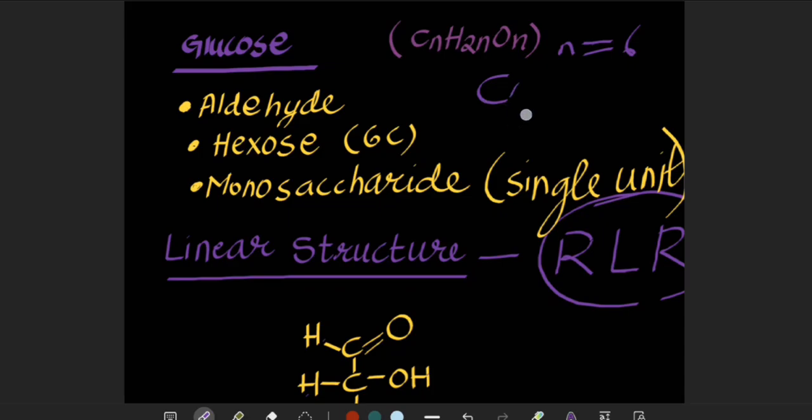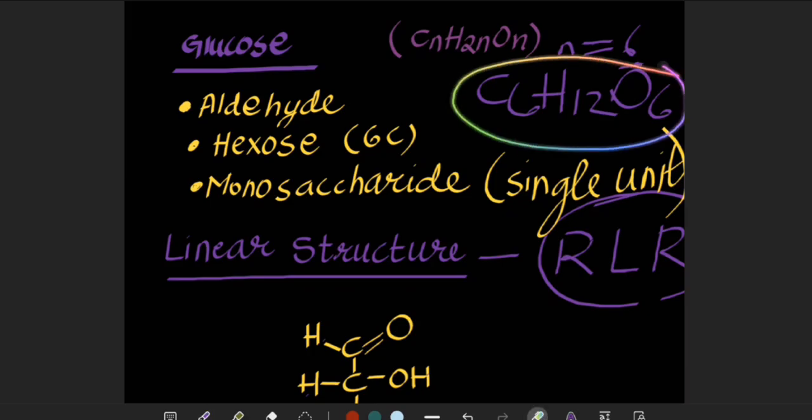C6H12O6. So this is the molecular formula of glucose because it contains 6 carbons, right? And it is a monosaccharide. That means this particular C6H12O6 is actually a single unit. So it is only one unit.